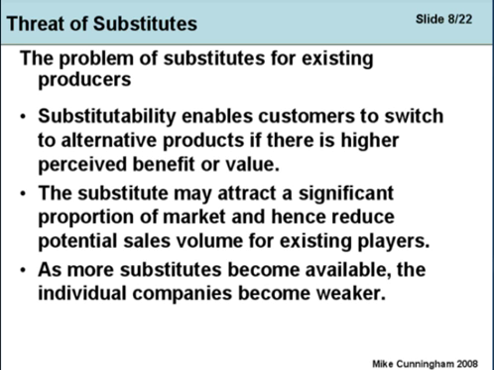And of course, as more substitutes become available, the individual companies become weaker. If we start with one company, i.e. a monopoly, selling a product, and if for some reason a second company manages to establish itself selling a similar product, then the first company will have lost some of its power, its market power. But if many companies enter the market, then that company will become weaker and weaker as more companies come in.